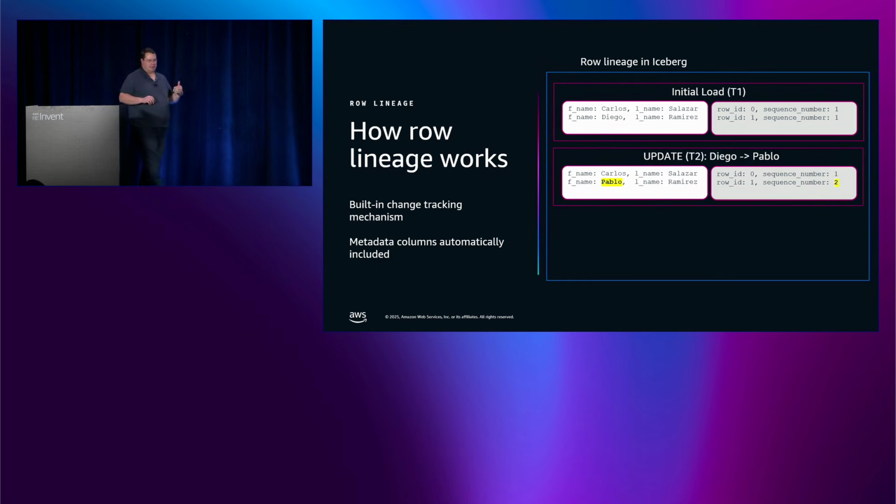On the next transaction at time T2, I update Diego to Pablo, and then we see the sequence number increment up to 2.